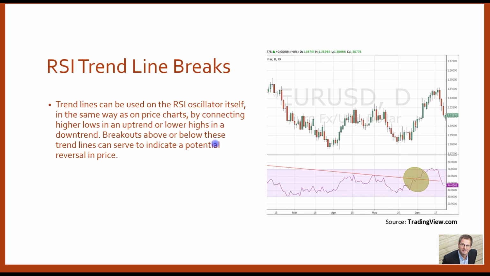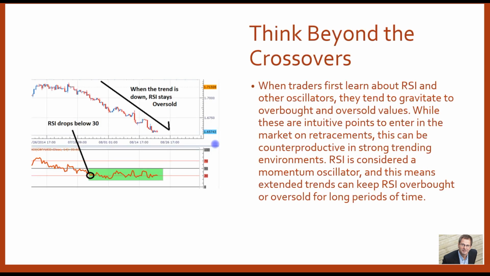Now, trend lines can be used on the RSI oscillator itself in the same way as on price charts. When traders first learn about RSI and other oscillators, they tend to gravitate towards overbought and oversold values. While these are intuitive points to enter the market on retracements, this can be counterproductive in strong trending environments. RSI is considered a momentum oscillator, and this means extended trends can keep RSI overbought or oversold for long periods of time.